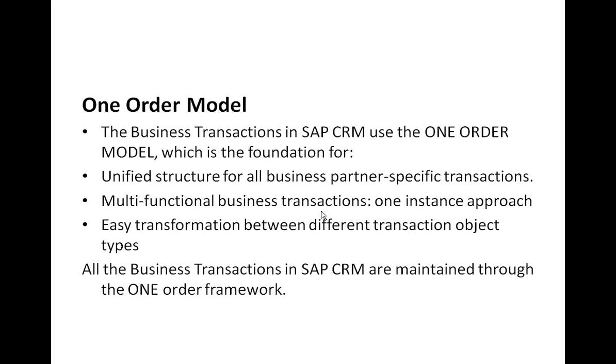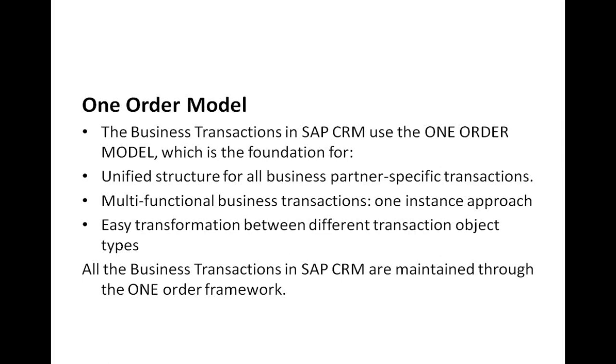And multifunctional business transactions, a one-instance approach. The best example I just showed you, triple one. That single transaction number is a multifunctional business transaction. Also, there is an easy transformation from transaction to transaction. Why is it so easy? See, say there is an opportunity: I got an opportunity to sell my product. From that opportunity, I can create a follow-up document as a sales order.